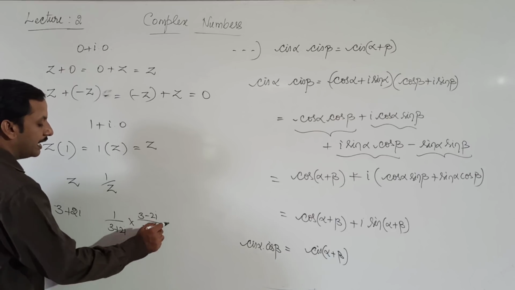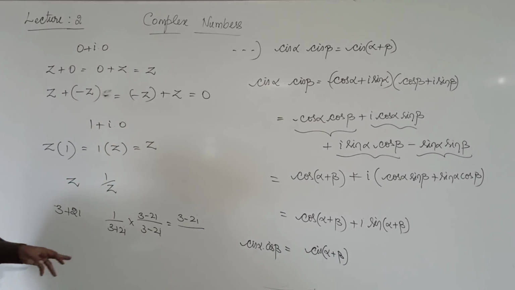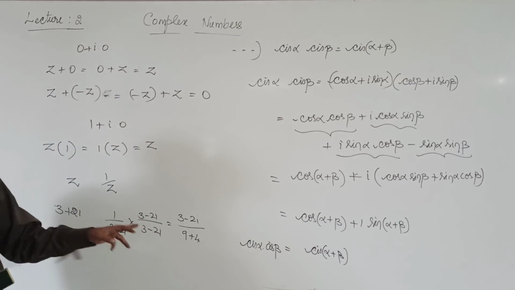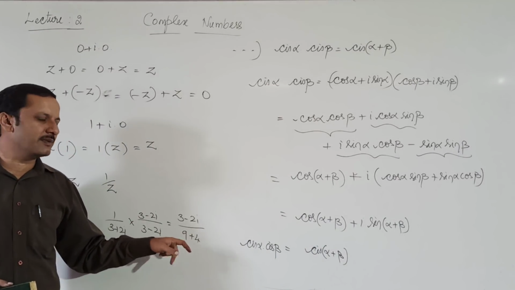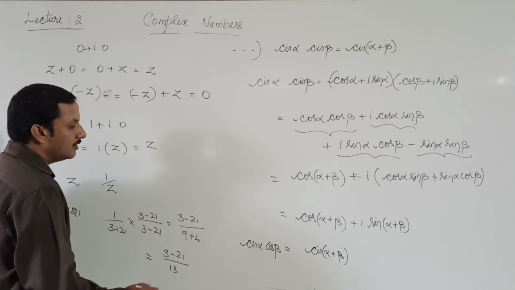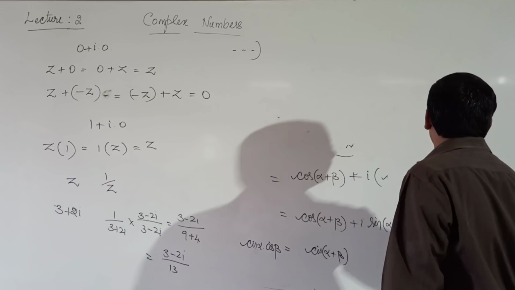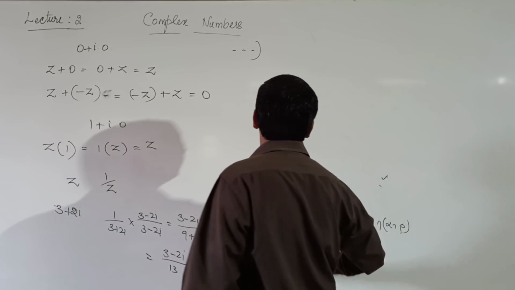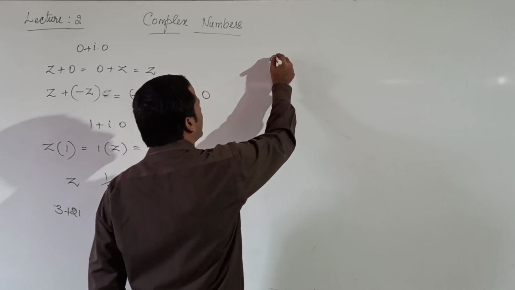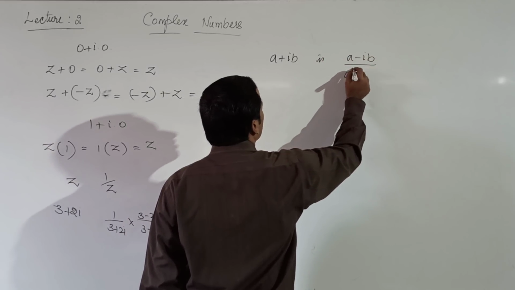3 minus 2i, that's equal to 3 minus 2i divided by a plus b into a minus b, that will give you a square minus b square. So here you will get 9 minus of minus i square into 4 you get. i square is minus 1, so it will become 9 plus 4. So this will be equal to 3 minus 2i divided by 13. So from this we can say that the multiplicative inverse of a plus ib is equal to a minus ib divided by a square plus b square. Multiplicative inverse of a plus ib is a minus ib divided by a square plus b square.